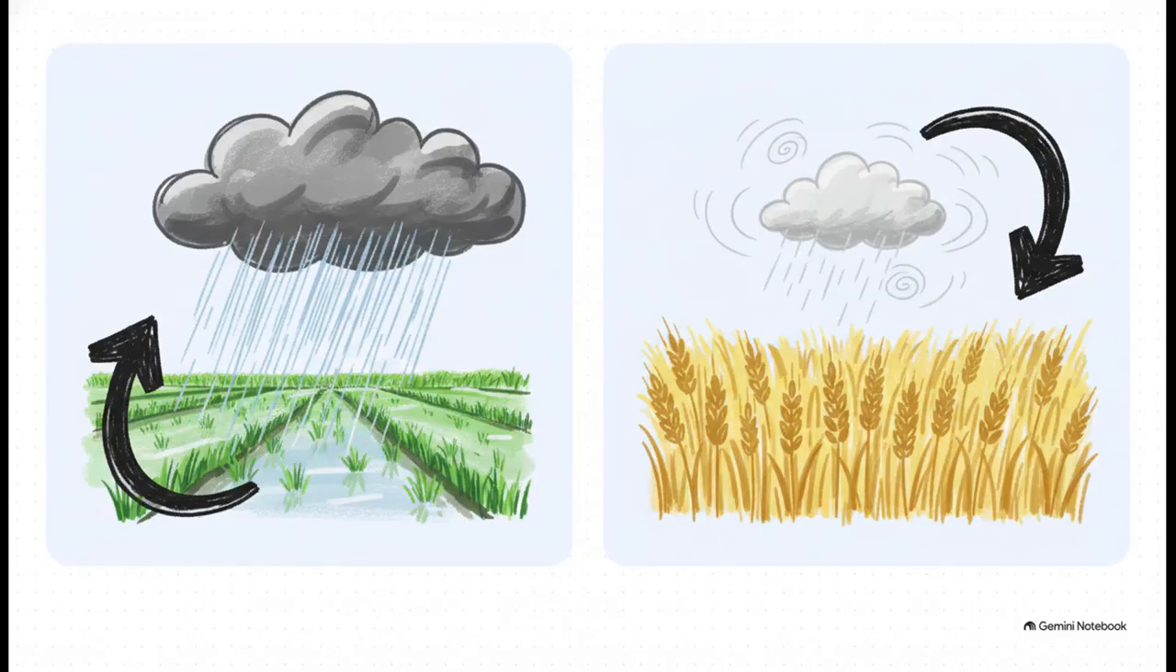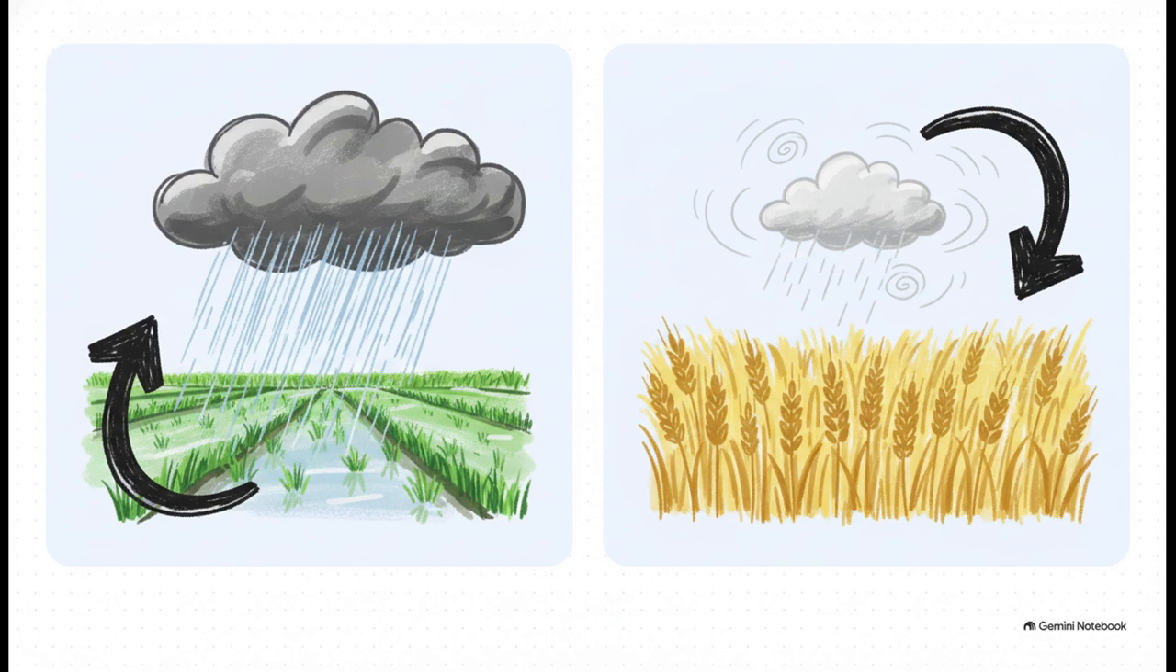Now, India actually experiences two distinct monsoon phases. The main event is the southwest monsoon, which runs from June to September. This is the primary engine. It dumps over 70% of the country's annual rainfall and is the absolute lifeline for summer kharif crops.